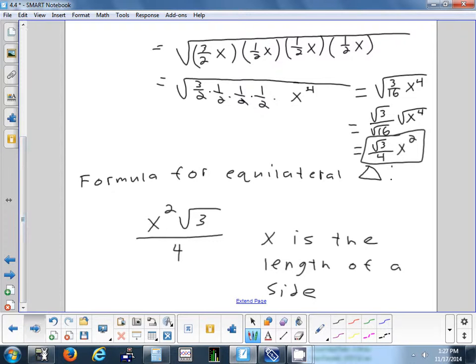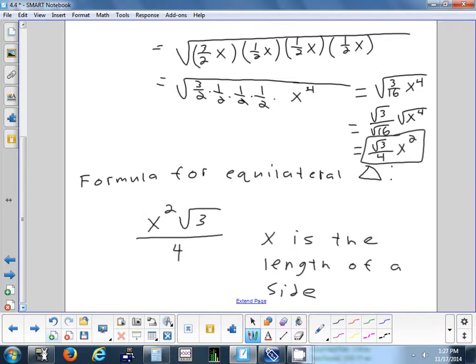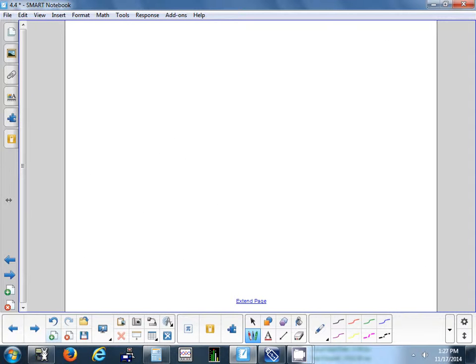Okay, so those are our formulas for area of a triangle. Okay, last thing I want to do is take a quick look at kind of what we're going to spend the rest of the week on, which is a little bit more abstract than the area of a triangle.